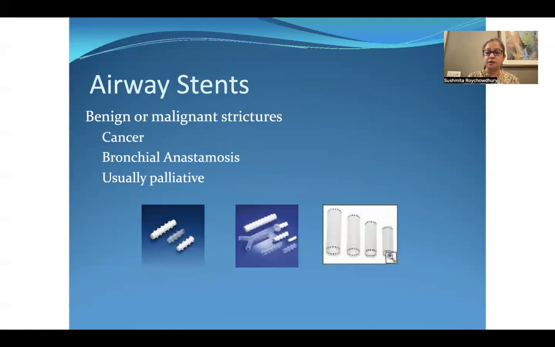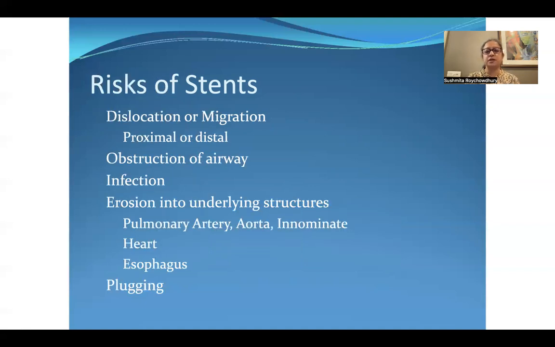For the same stenosis, malignant or benign, you can use silicone stents and self-expanding metal stents in malignancies to try and open up airways. This is again done using your simple bronchoscope. Rigid bronchoscopes are more useful than flexible bronchoscopes in doing this. In malignancies, it is usually a palliative procedure. The risks are that there can be dislocation or migration.